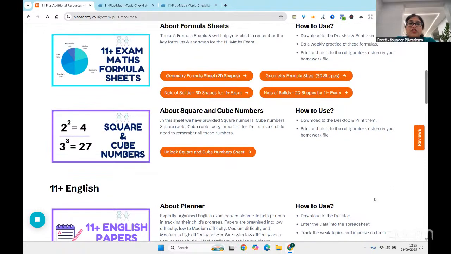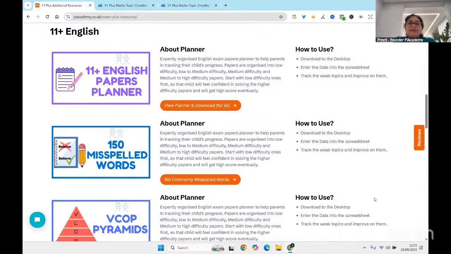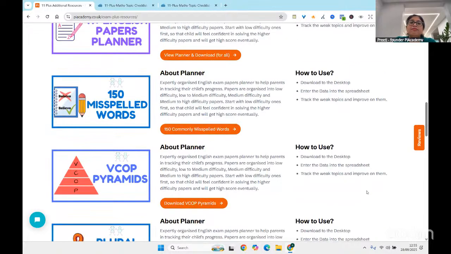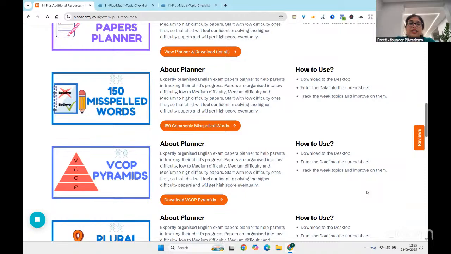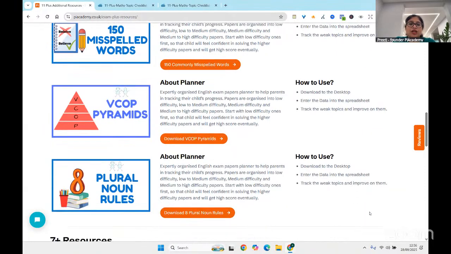Likewise, like I mentioned, for the 11 plus exam there is an English planner. We have a misspelled words list. This is a very, very good resource, because through our 14 years of experience we know exactly where the child can make a mistake in spelling. This VCOP pyramid is amazing. You can have a look at that also. Plurals, nouns, and rules, everything is there. Every little resource is there, and we curated these resources through our many, many years of experience.